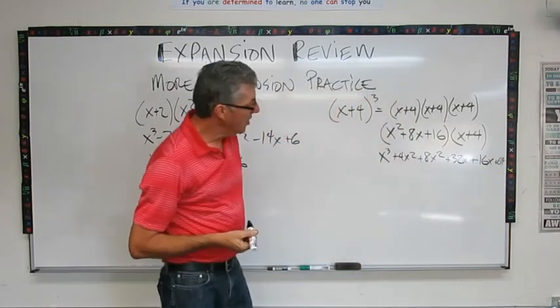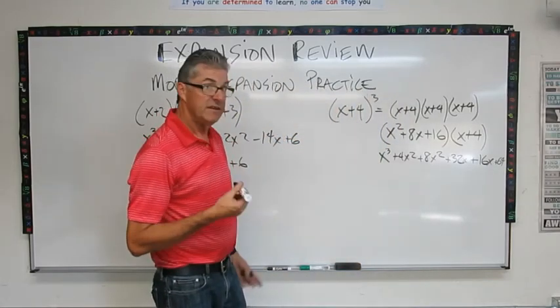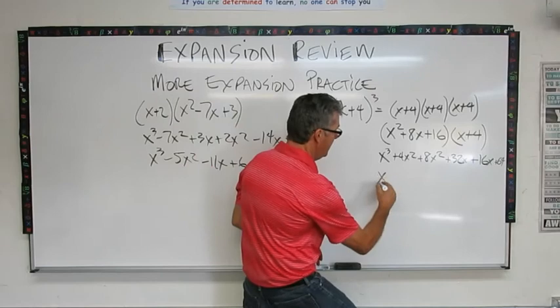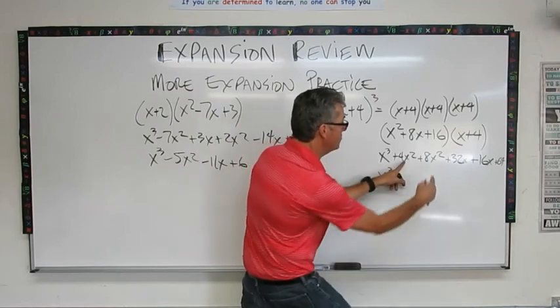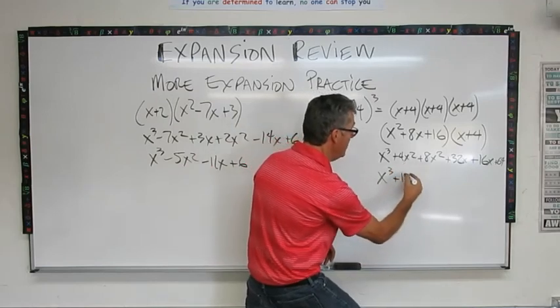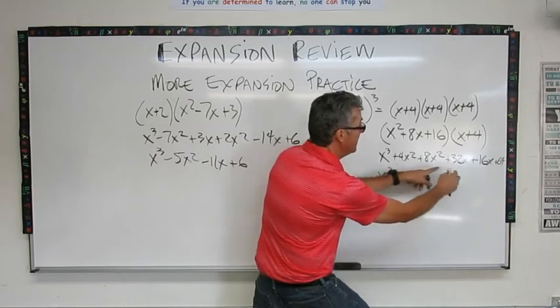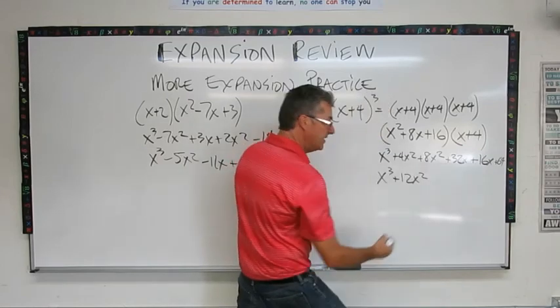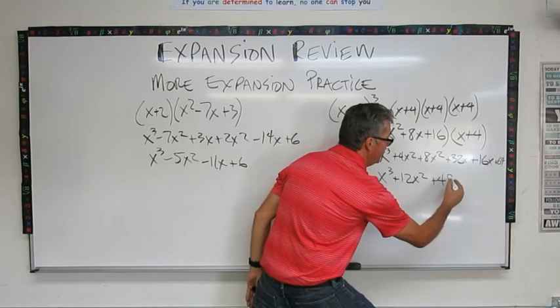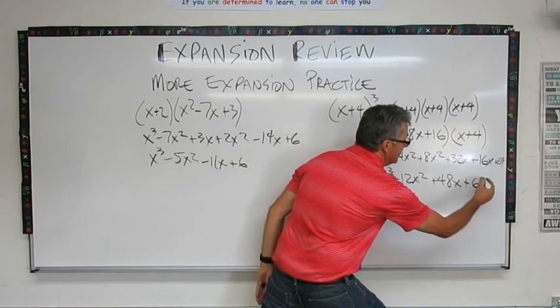Running out of room over there, I hope you can see that. Now let's combine our like terms. x to the third. Now I have a 4x squared and an 8x squared, so that's plus 12x squared. And then I have a 32x and a 16x, that's 48x plus my 64.